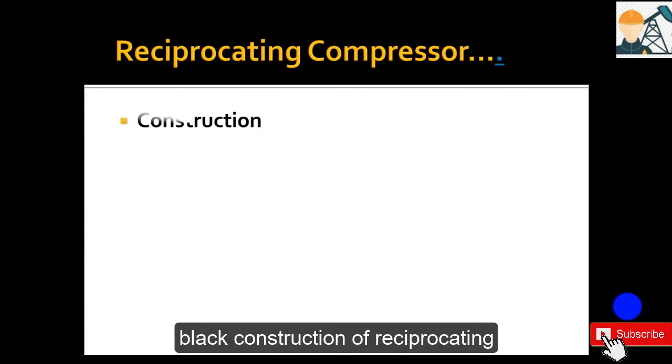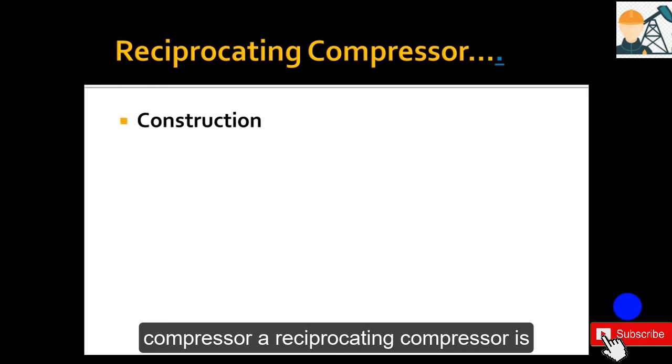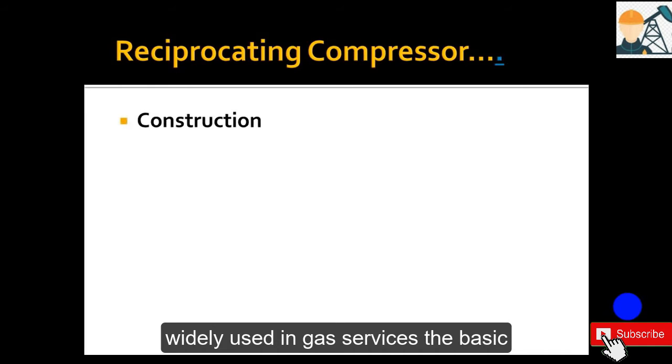Construction of reciprocating compressor. A reciprocating compressor is widely used in gas services. The basic design consists of a piston in a cylinder, where a pressure actuated check valve is used to control suction and discharge flow through the cylinder. In a double acting system, the gas is compressed on both sides of the piston.